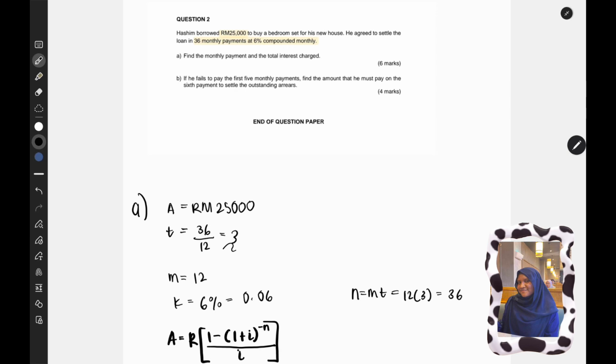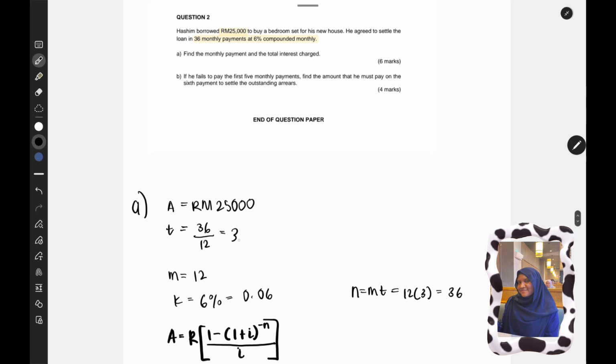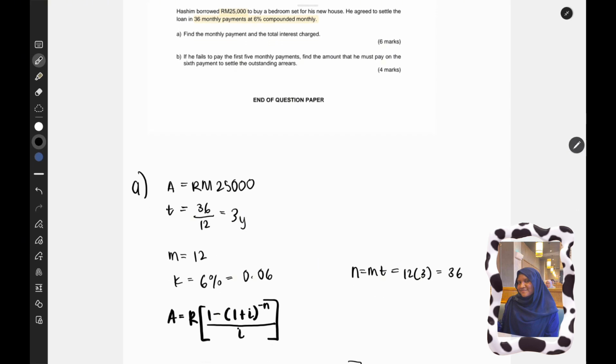T is 36 over 12 because we need T in years. So we divide 36 by 12 and get 3 years. M is 12 because it's compounded monthly, so each month will be compounded. So the M is 12. K is 6%, so it will be 0.06.